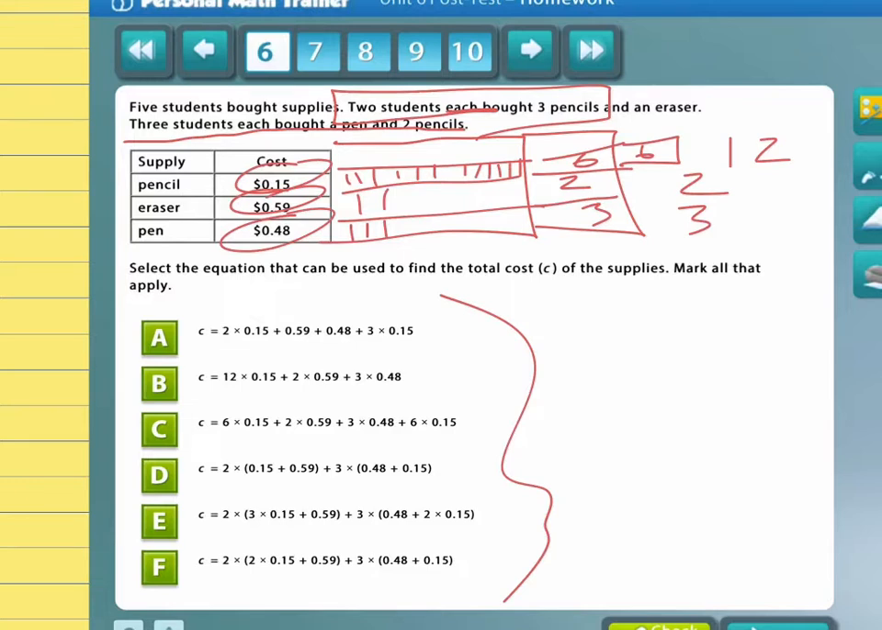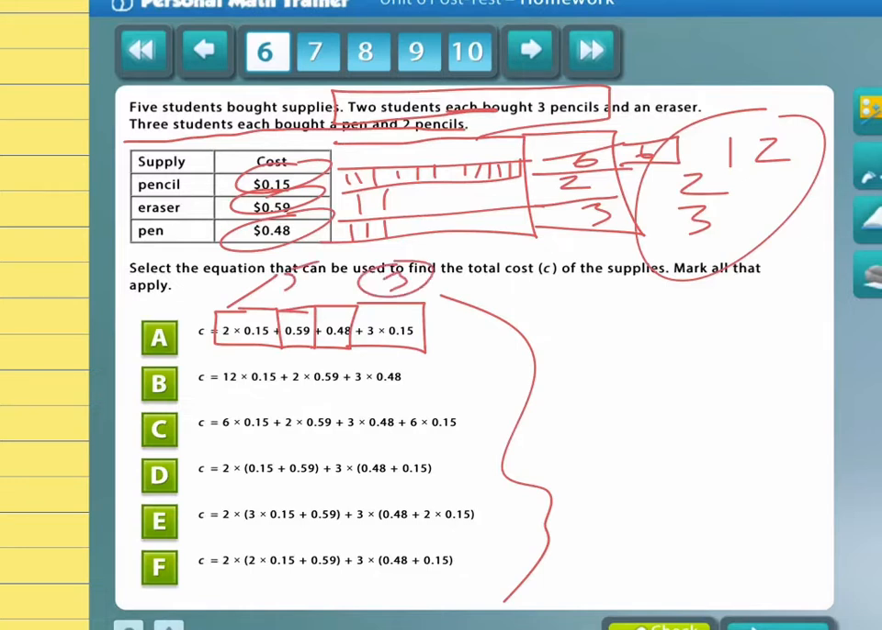So let's find out which of these equations matches this number over here. So let's take it one step at a time. So this here shows me 2 students bought a pencil, and this shows me one eraser, and this shows me 1 pen, and this shows me 3 students bought a pencil. So how many pencils would I have altogether? Well, that would be 5 pencils here and 3 pencils here. That doesn't match because I need a total of 12 pencils, so that's going to be out.